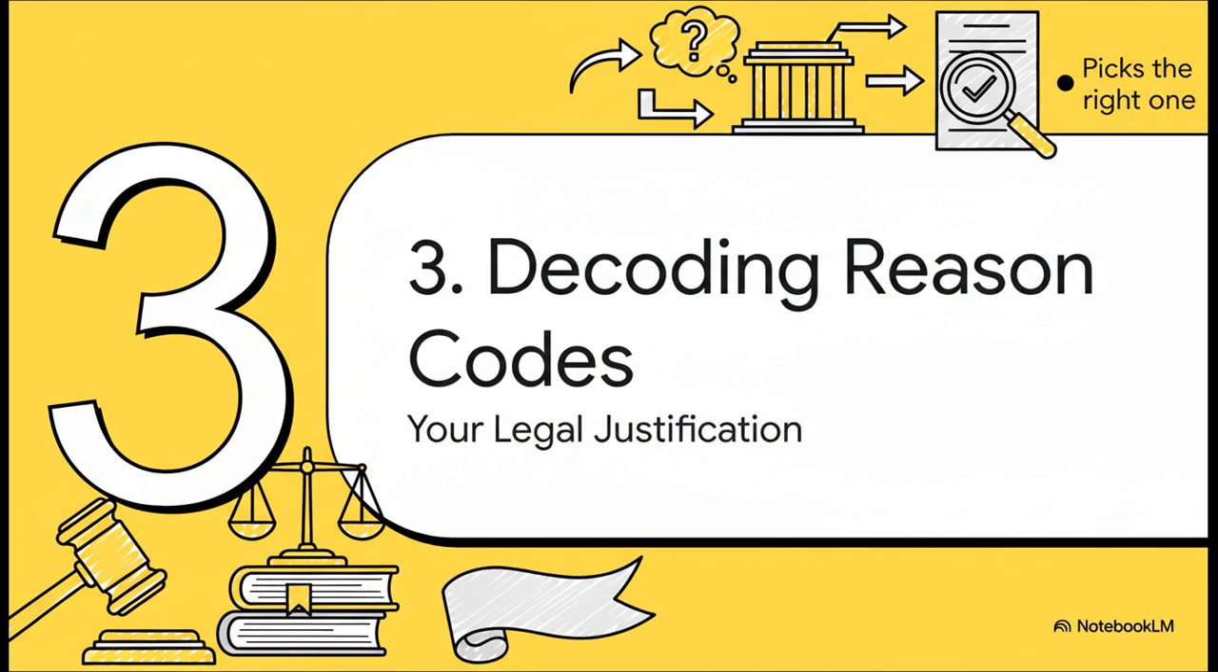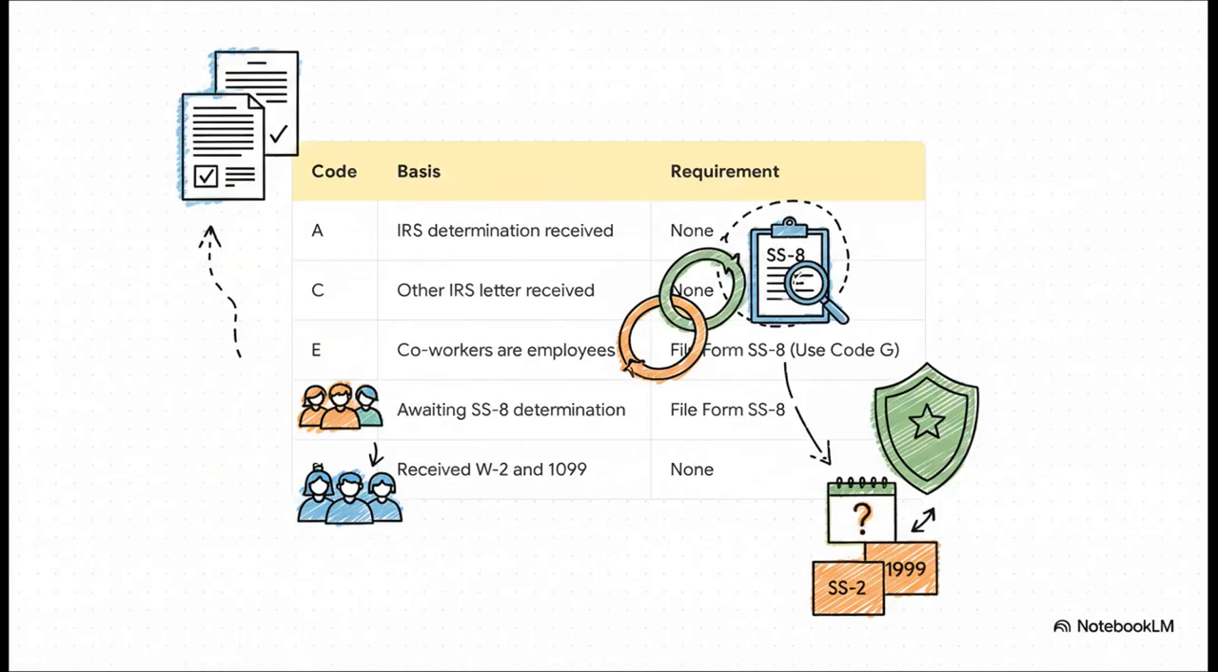Okay, now we're getting into the real nitty-gritty of doing this right. The reason codes are everything. They are your legal justification for filing this form, and you have to pick the one that perfectly fits your story. So let's decode them. This chart lays out the most important codes. Let's look at A and C. These are pretty much a slam dunk. It means you've already got something in writing from the IRS saying you're an employee. Case closed, you're good to go.